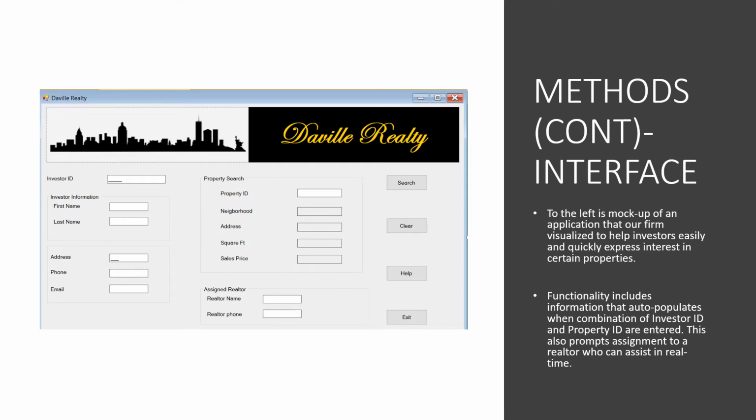To the left is a mock-up of an application that our firm visualized to help investors easily and quickly express interest in certain properties. Functionality includes information that auto-populates when a combination of investor and/or property ID are entered, and this will also prompt assignment to a realtor who can assist in real-time business.